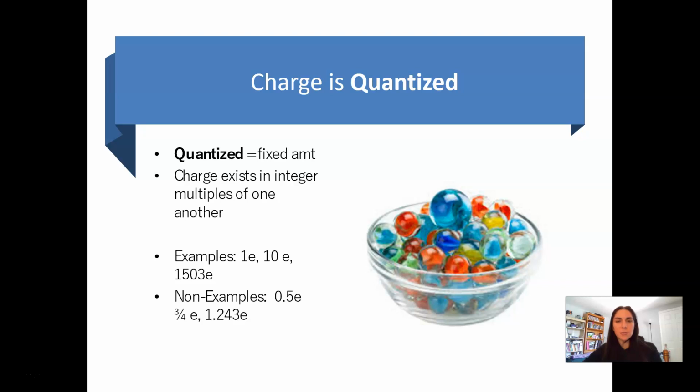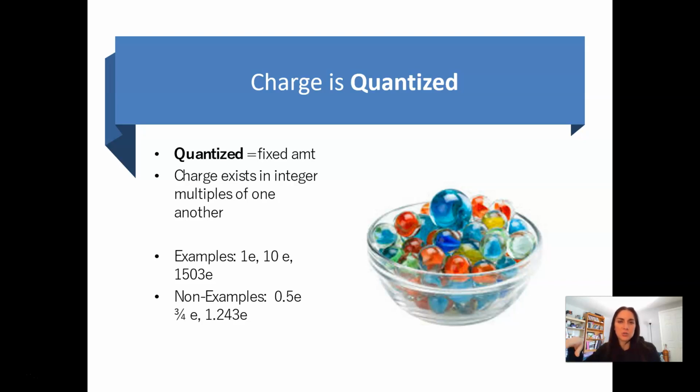Charge is quantized, which means it's a fixed amount. It means that no matter what you do to it, it's not going to change its value. Just like a quarter. If I took a quarter, there's nothing I could do to that quarter to change that it's 25 cents. Even if I did cut it in half, the quarter is no longer useful. You can't use it anymore because now you destroyed the quarter. Kind of the same idea here. The electron is always 1.6 times 10 to the negative 19.